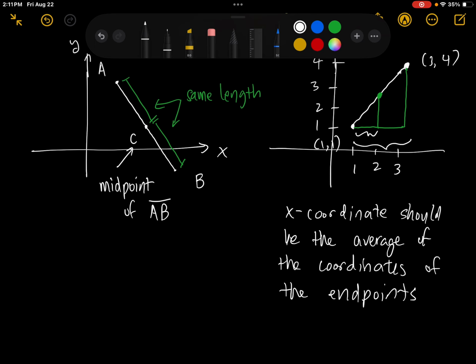So to get from 1, 1 to 3, 4, how many units do we go to the right? We go 2 units to the right, right? So if you want to go halfway, how many units would you go to the right? You would go 1 because 1 is half of 2.